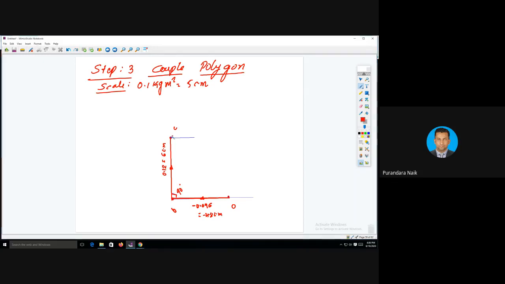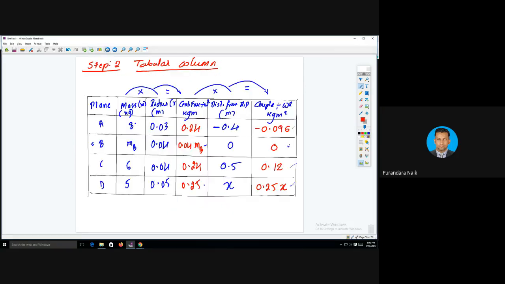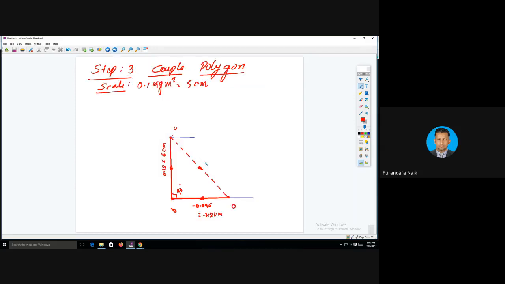Okay, this is a triangle, you know that. And for complete balance, the couple polygon must be closed. So that's why you just make it a dotted line because it is an unknown mass. Okay, so what is this length? You see the tabular column, the remaining mass is this one, 0.25 x. The length indicates it is 0.25 x.